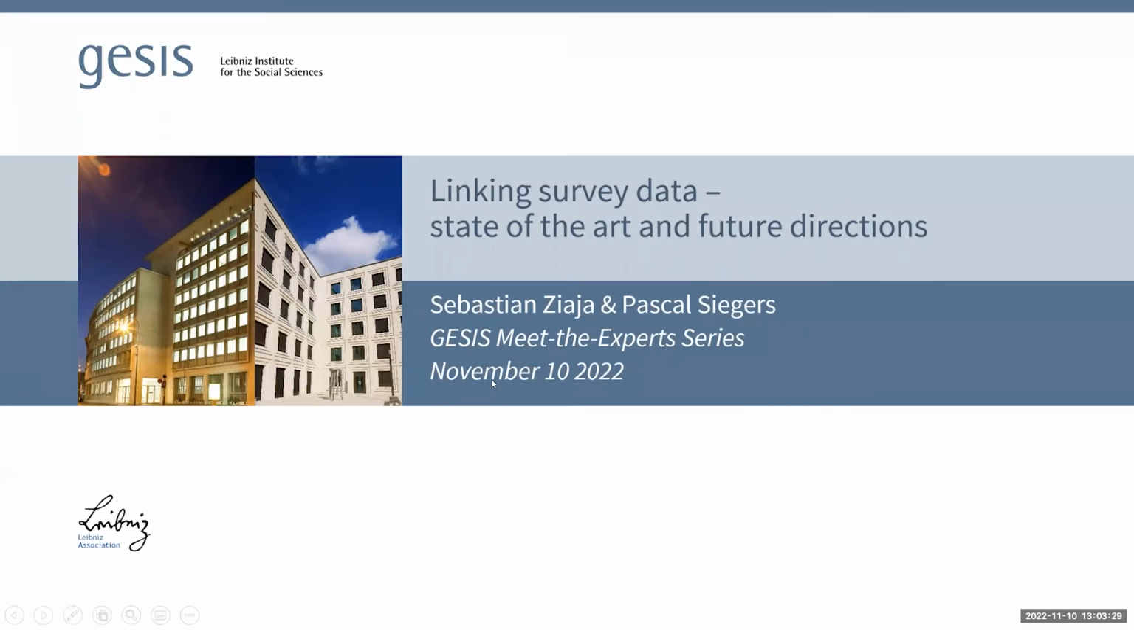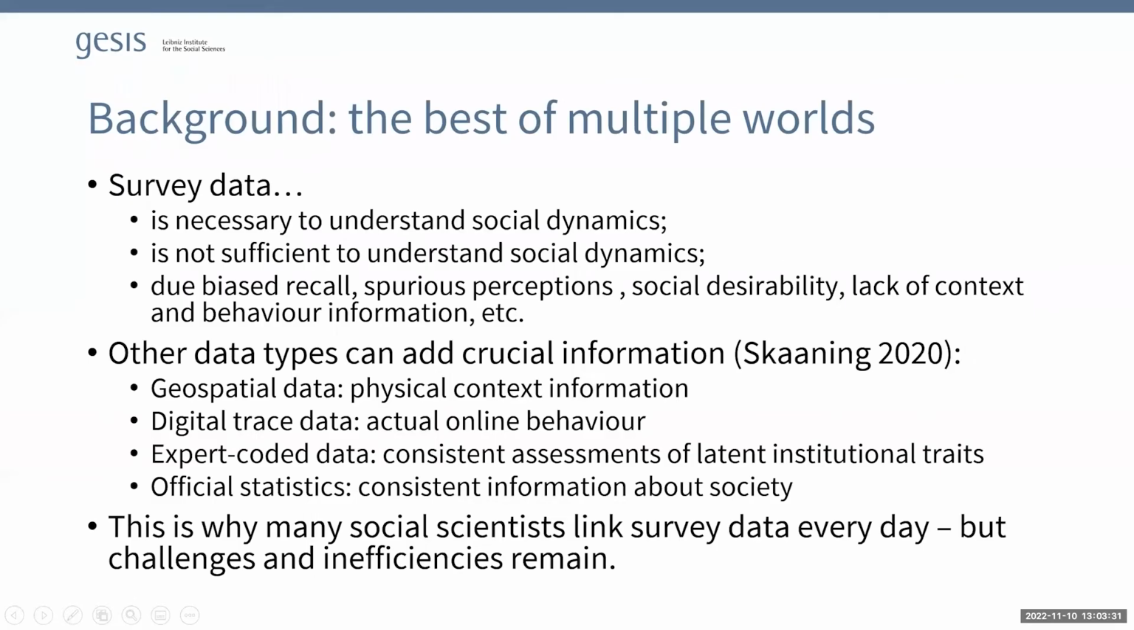So why do we talk about linking survey data? That means combining survey data with other types of data. Combining different types of data provides the best of multiple worlds. Survey data is great for doing social science research. It is the backbone of much of the data-driven social science research, and necessary to understand the social phenomena we're interested in. But it is not sufficient to understand all social phenomena we're interested in.